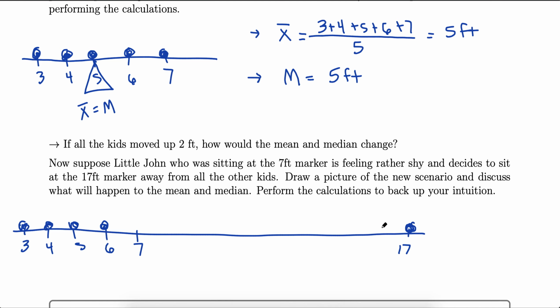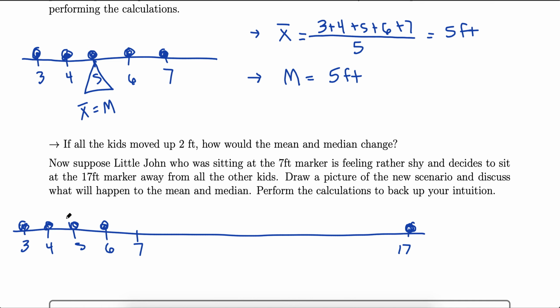So the question is, thinking about the mean, what's going to happen to that mean in this scenario compared to the previous? The mean, we said, is the balance point in the data. So when this guy moves over here, we expect the mean to shift to the right to balance out that observation, or in other words, the mean will increase.